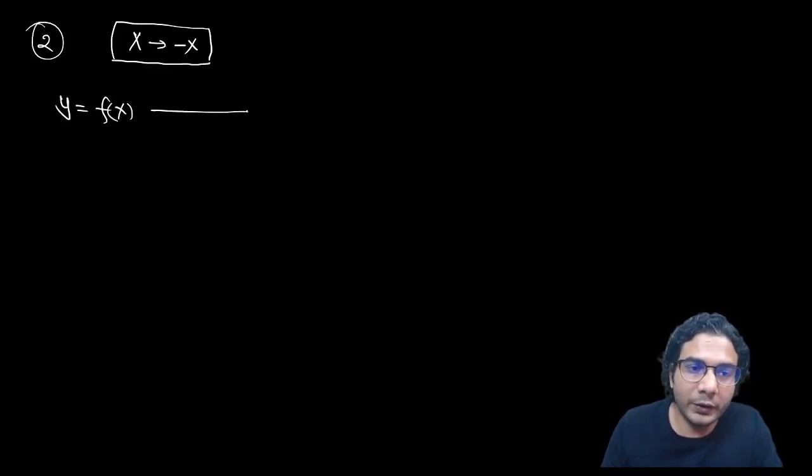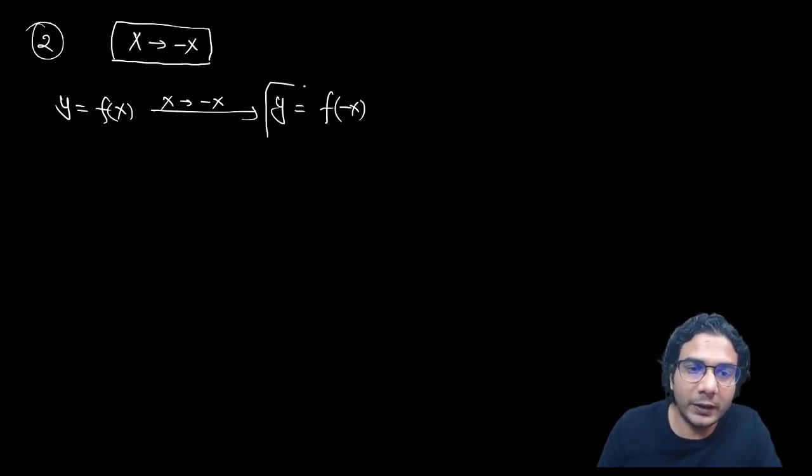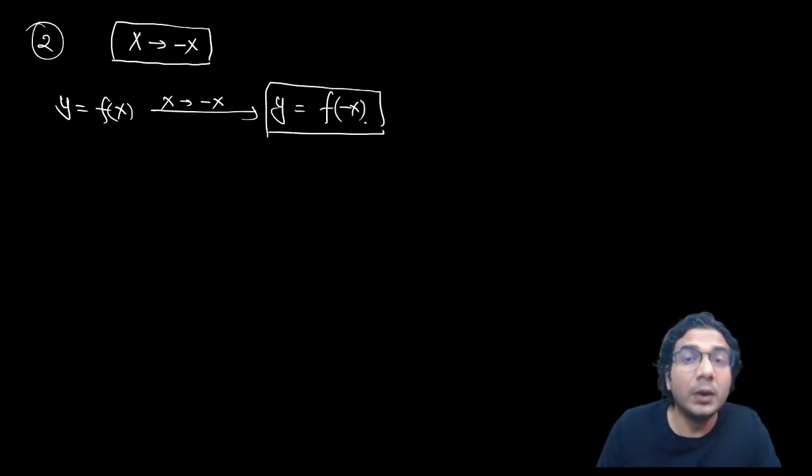So the second transformation is when you replace x by minus x. As we replaced y by minus y, the original equation was y is equal to f of x. Now the new equation after this transformation, when you replace x by minus x, will be y is equal to f of minus x. That means we are going to plot the graph of y is equal to f of minus x. Okay, so see what happens.